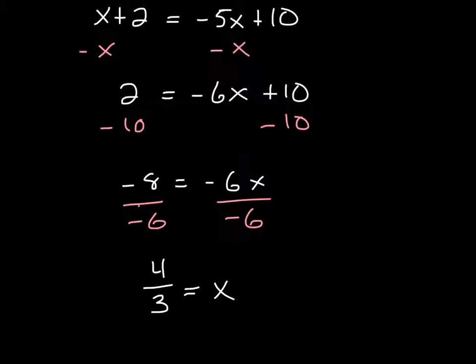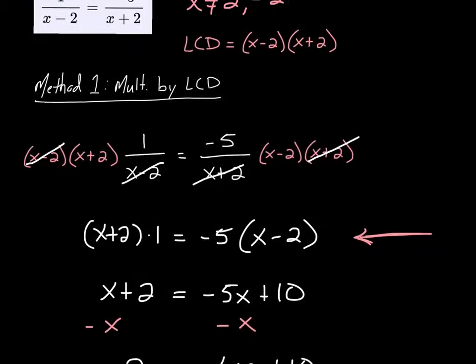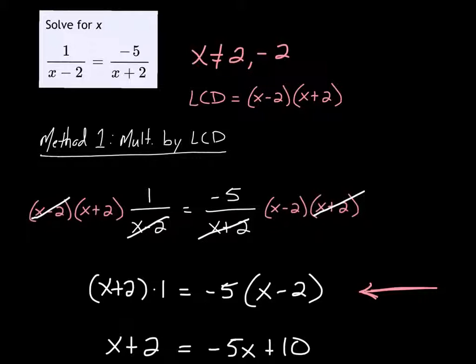By the way, that last step, 8/6, the negatives canceled, 8/6 reduces down to 4/3. Alright, the last step then is just to make sure that this x equals 4/3 is not one of our excluded values, and it was not, because our excluded values were 2 and negative 2.